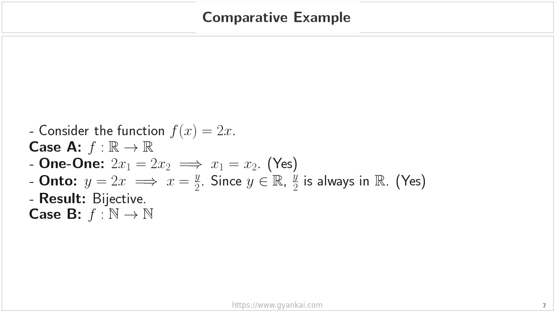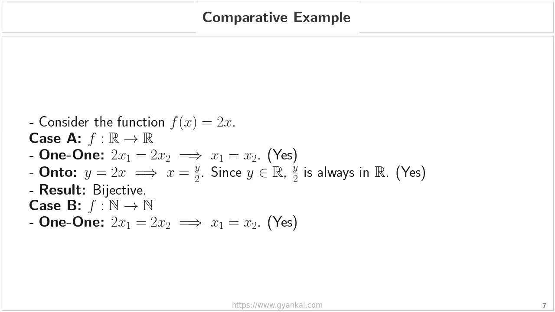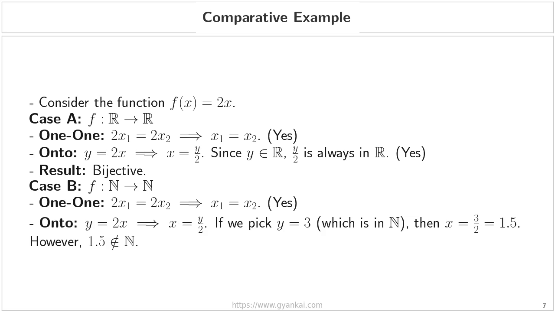set of natural numbers. If we check for the 1-1 property again, the algebra remains the same. 2x sub 1 equals 2x sub 2 still implies that x sub 1 equals x sub 2. So, the function remains 1-1. However, the situation changes when we verify if it is onto. Again, we solve for x and get x equals y divided by 2. But remember, we are now restricted to natural numbers.